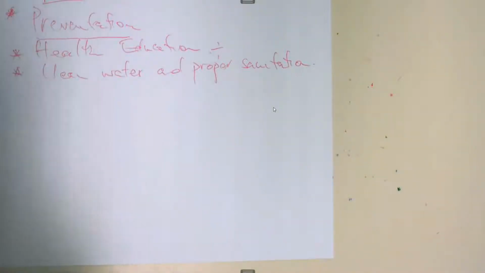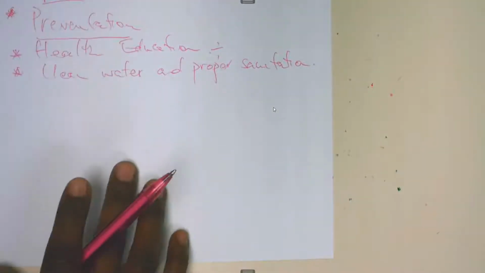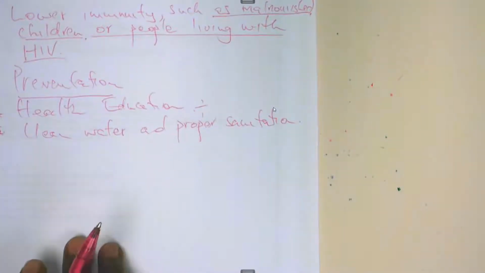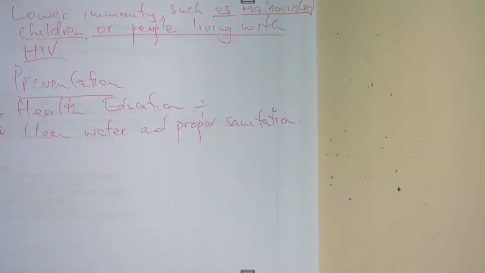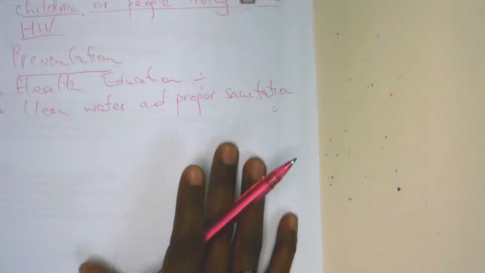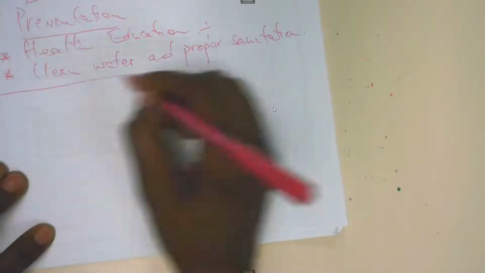So we are done with an example of a question which was based on bacteria. So we now move to the third microorganism, which is the Protista or Protist.